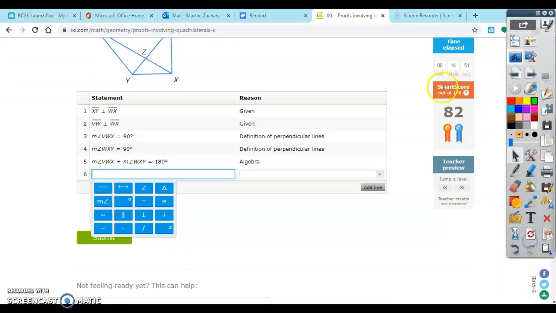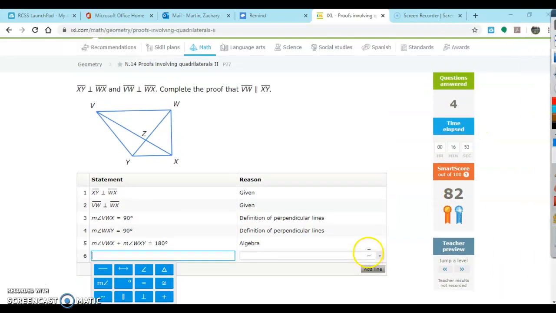Now, you notice we've jumped up in SMART score. Basically, what you're going to have to do once you get to this level is write some statements. And we've shown that in some previous videos. If you need help with that, please email me. Send me a message on Remind. I can walk you through writing a statement and giving a reason. But this is very similar to what I showed you in M8, M9, as well as N.13.